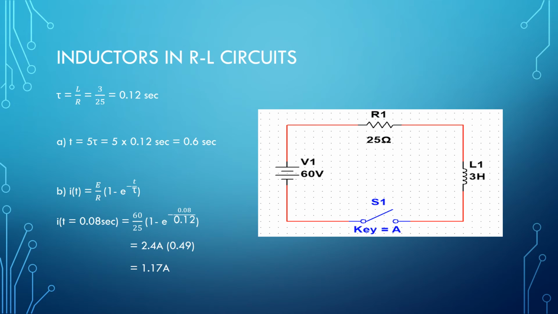The equation associated with this is expressed as current as a function of time is equal to the current in the circuit multiplied by 1 minus e to the power of minus t over the time constant. So therefore we have I as a function of time, at t equals 80 milliseconds, equals 60 over 25 multiplied by 1 minus e to the power of minus 80 milliseconds over 0.12 seconds, which is equal to 1.17 amps.